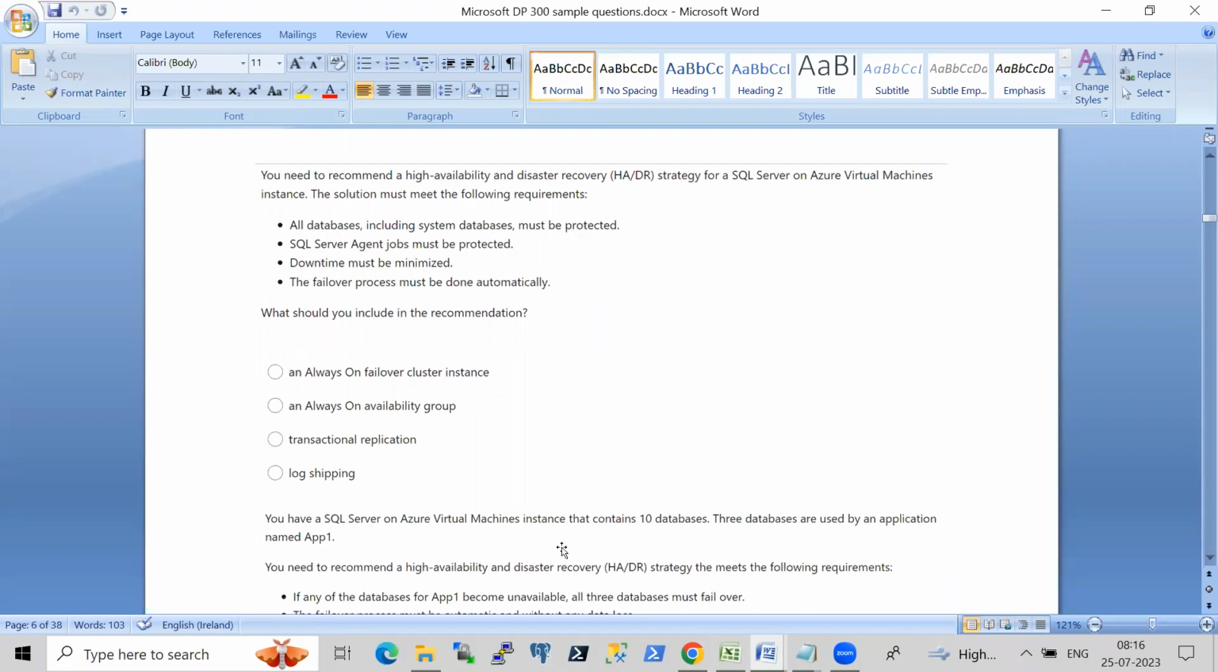Did I mute? As I muted you, but you can unmute yourself. What is that? What is the option that can safeguard my system databases, my agent jobs with minimal downtime and automatic failover? Out of these 4. Second option. Second or first? Someone said first, someone said second.